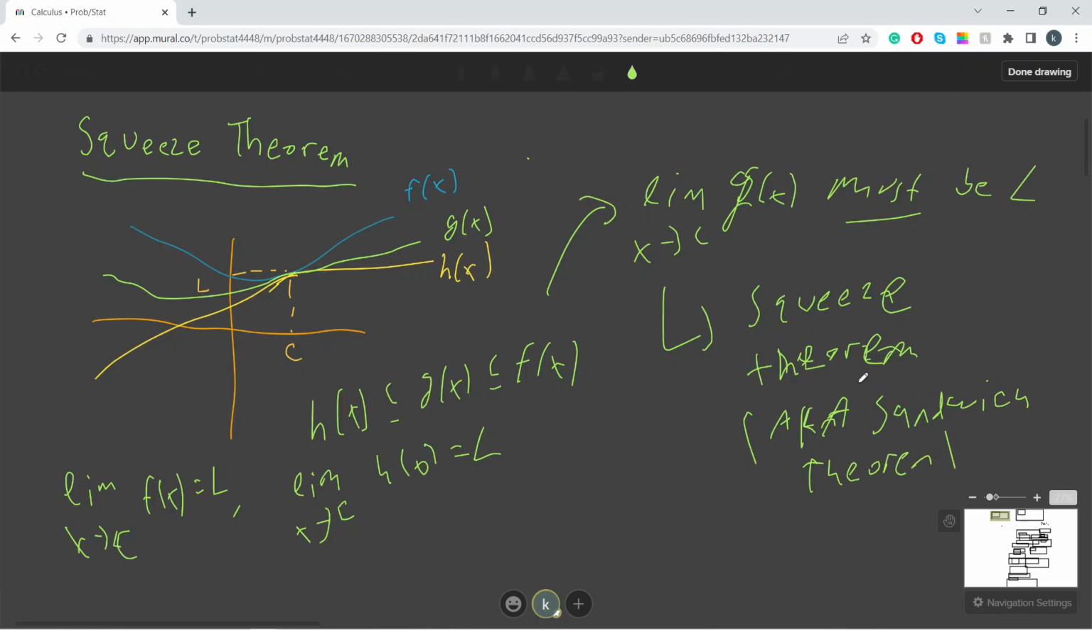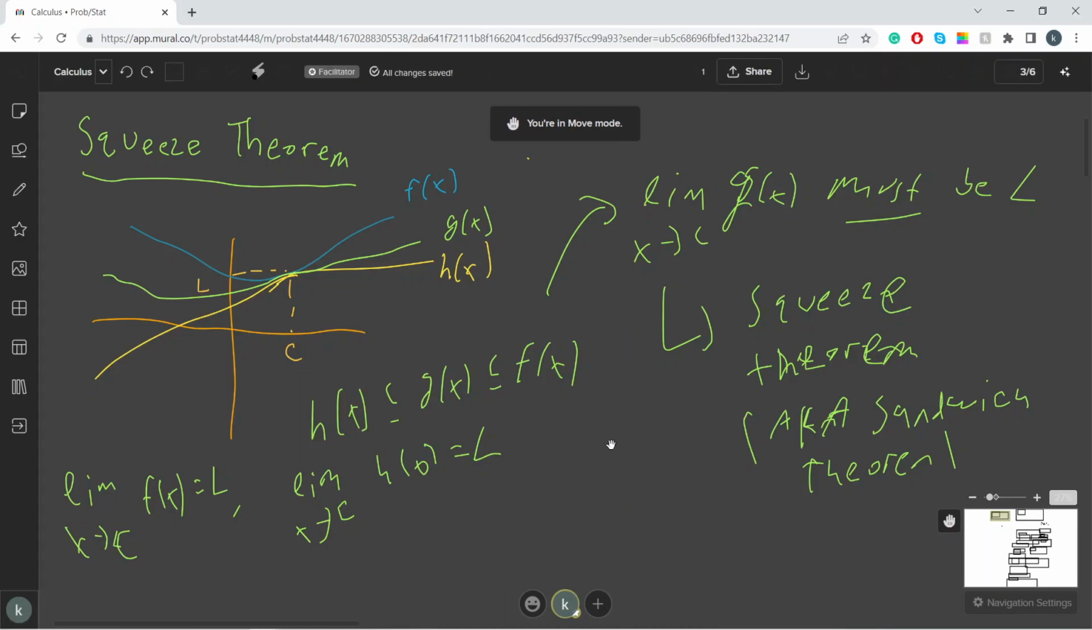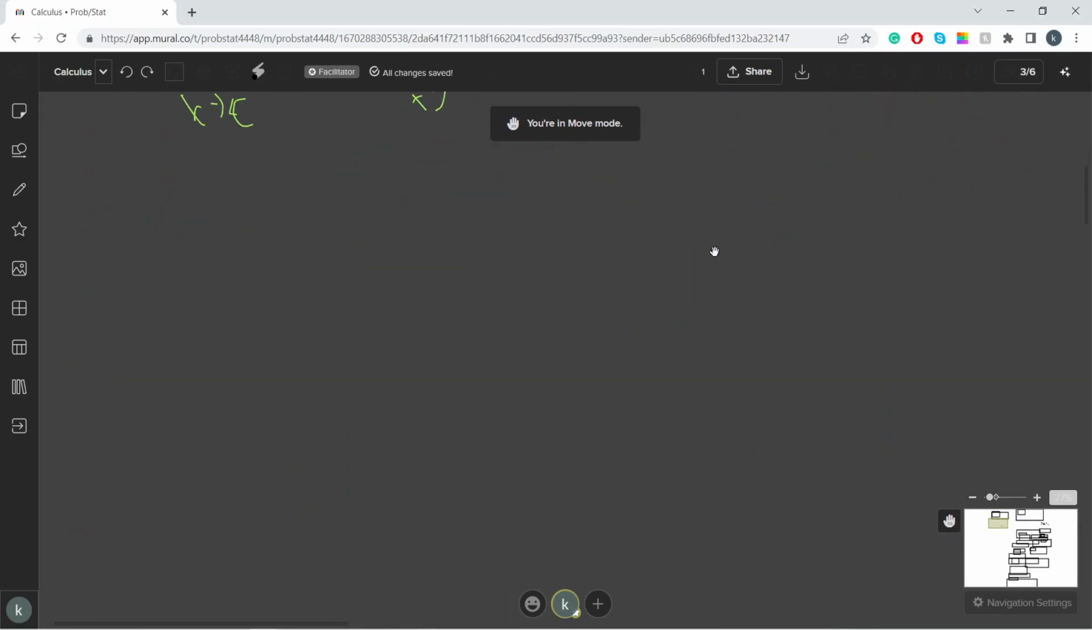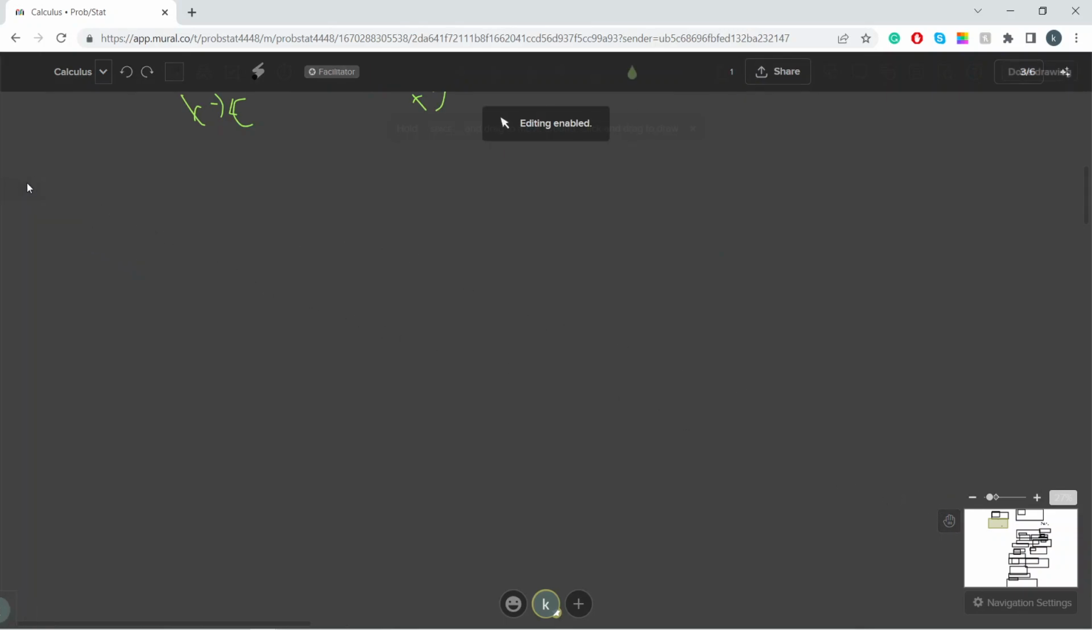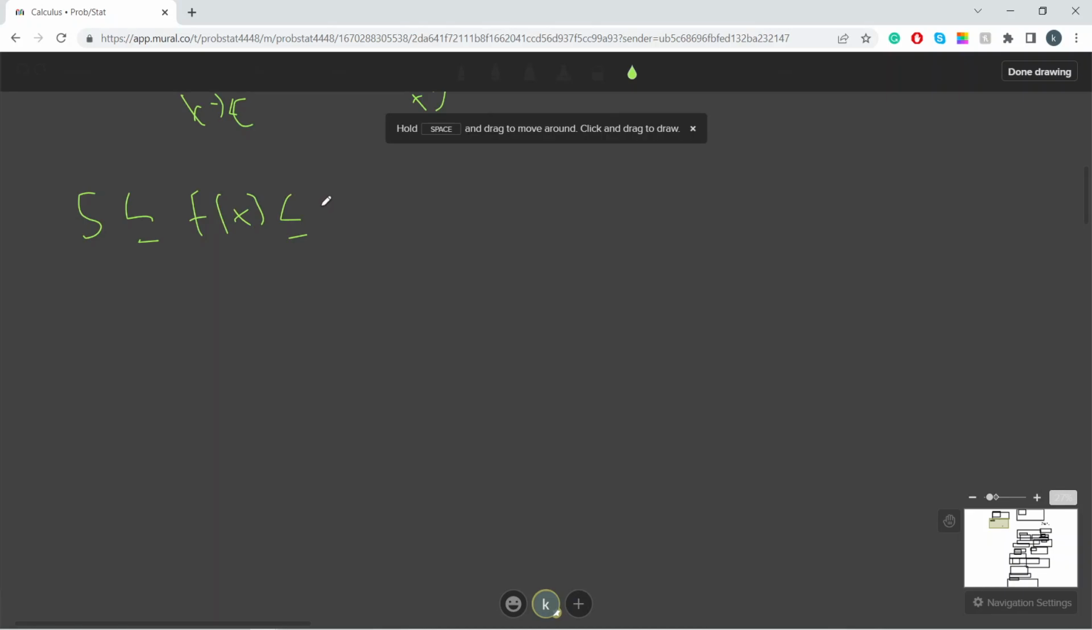All right, cool. So now that we have a basic intuition for what the squeeze theorem is, I think we can just jump straight into examples. So here's a first basic example. So let's say we have 5 is less than or equal to f of x less than or equal to x squared plus 6x minus 2. And we want to take the limit as x approaches 1 of f of x.